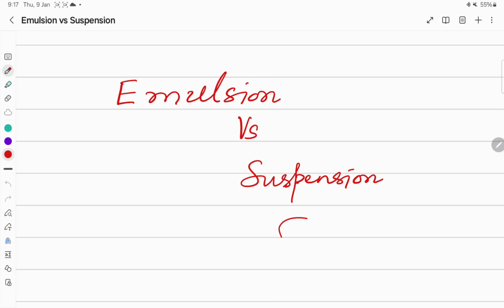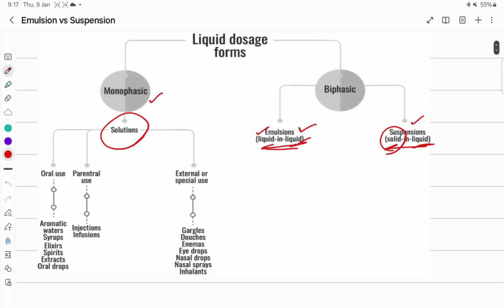Today we are going to discuss the difference between the emulsion and suspension. So the liquid dosage forms can be either monophasic or biphasic. Solutions are monophasic because the solute is completely dissolved in the solvent and it looks like one phase. And biphasic, we call it biphasic because two phases are there.